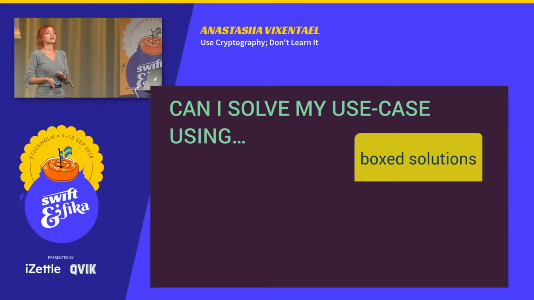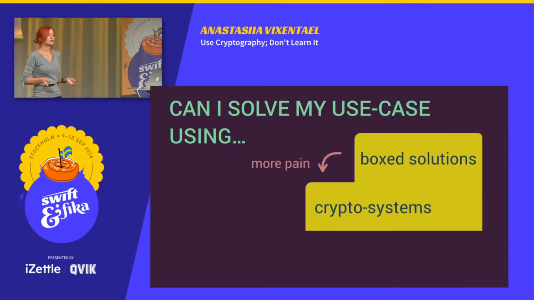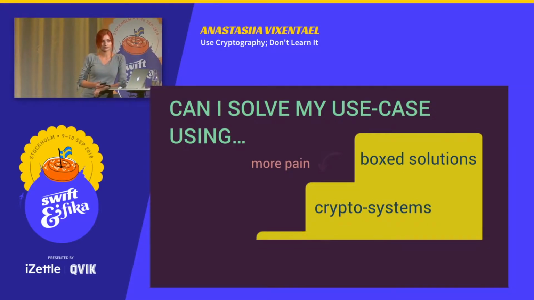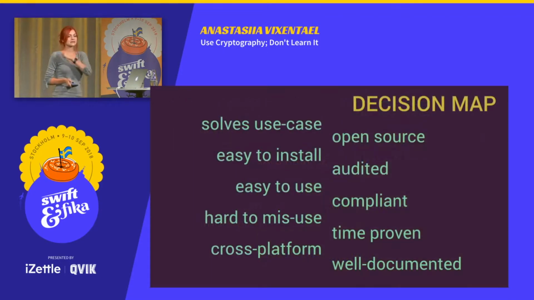So, if you have a security problem you want to solve, the first step is to try to find a box solution that solves everything you need. Then, if you don't find one, or if it doesn't solve all you need, you step down, looking for a crypto system. Only then do you read GitHub and Stack Overflow and try to find a library. Because each step down means you need more and more effort and time to implement and support your solution. This is your decision map.